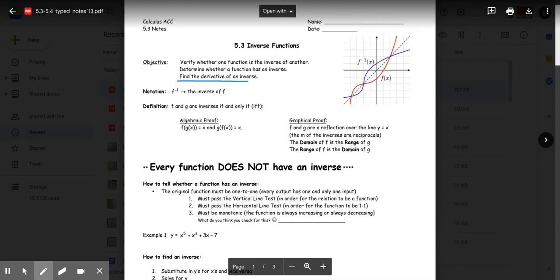This is the right here, that's the new stuff, okay? Finding the derivative of the inverse.